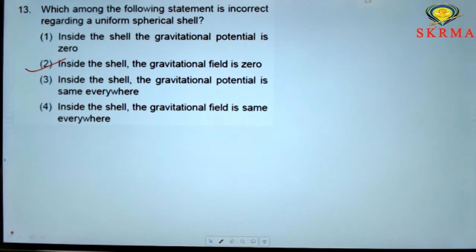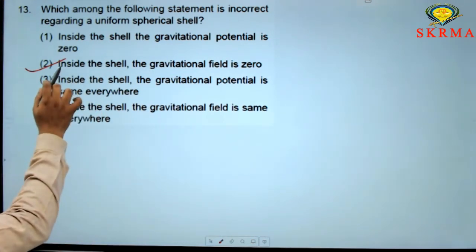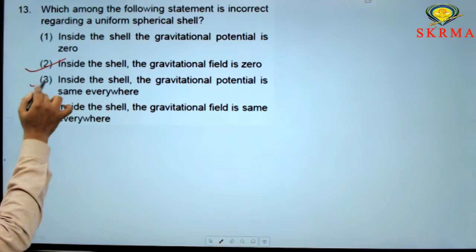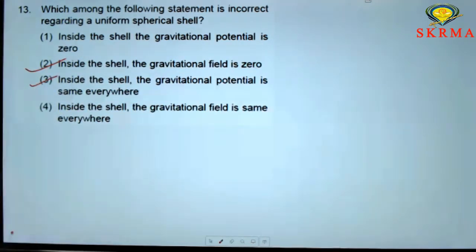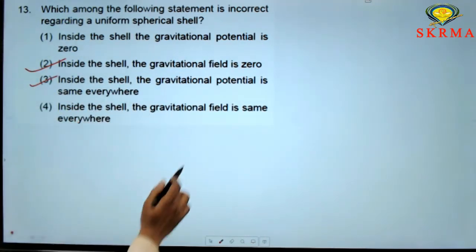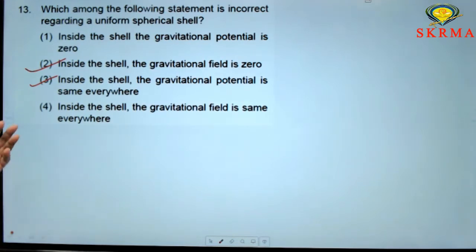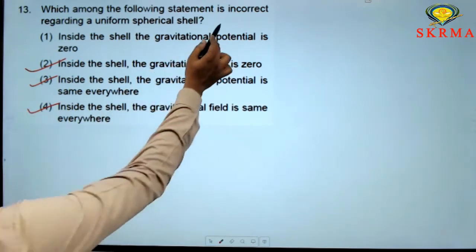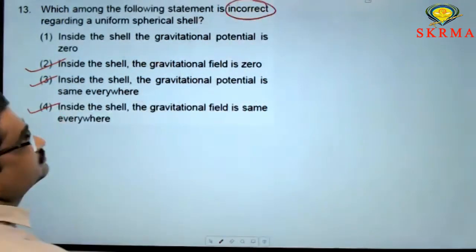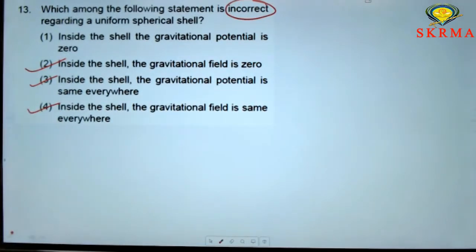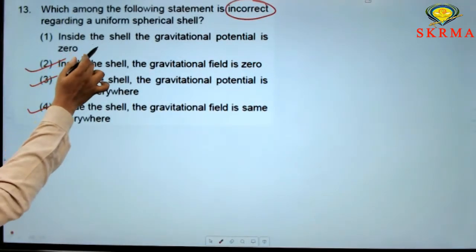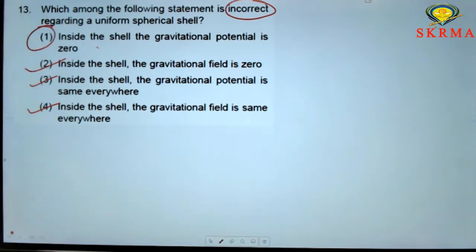Next. Inside the shell, if the field is zero, then the potential is constant. This one is also correct. Next one. Inside the shell, the gravitational field is the same everywhere. That is zero only, no? So that is the same everywhere. So all these are correct. Now, what do you have to select? We need to select the incorrect statement. The incorrect statement is that gravitational potential is zero inside the shell. So the first option is the correct one.